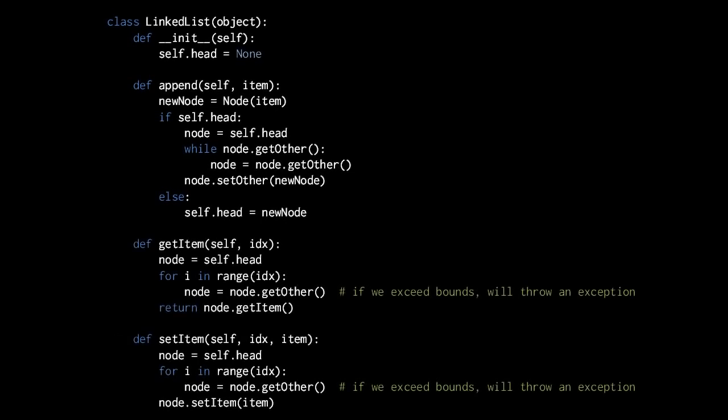As for our getItem method, it simply has one parameter, idx, short for index, which is the zero-based numeric index of the item we want.